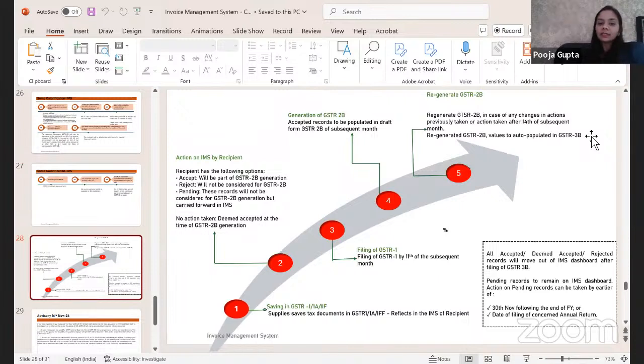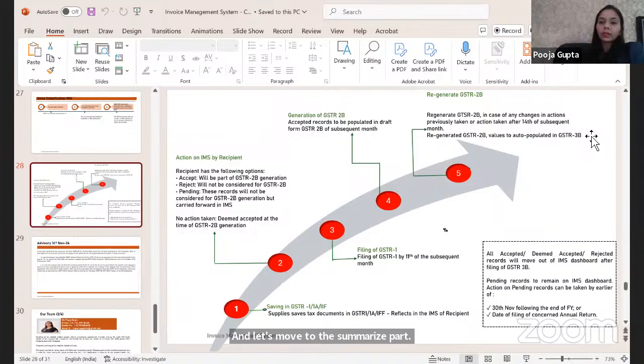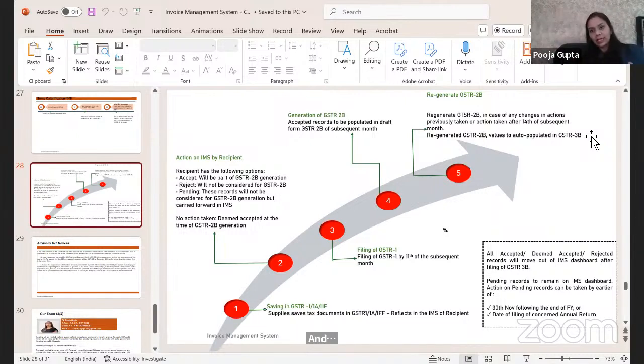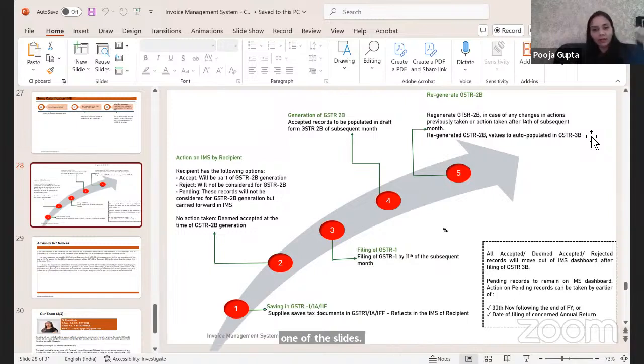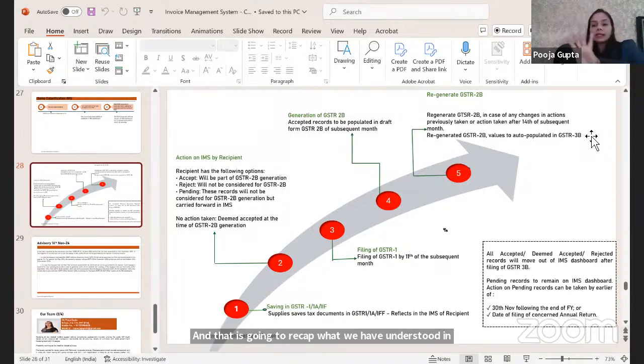Let's move to the summarize part. In the summary, I have captured the complete IMS dashboard in one slide. That is going to recap what we have understood in our earlier slides and what is the crux of the IMS dashboard.